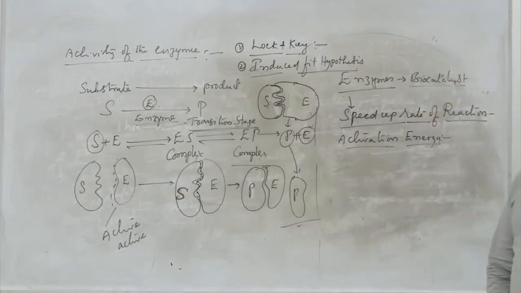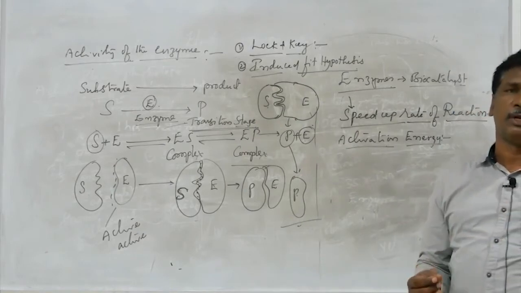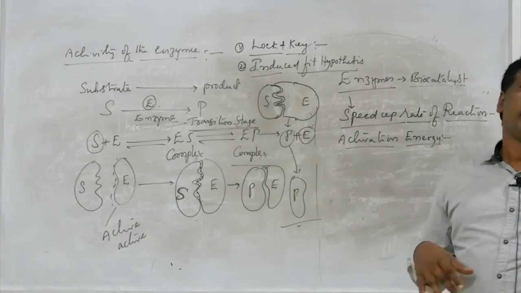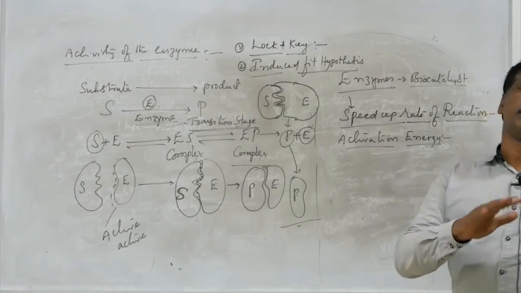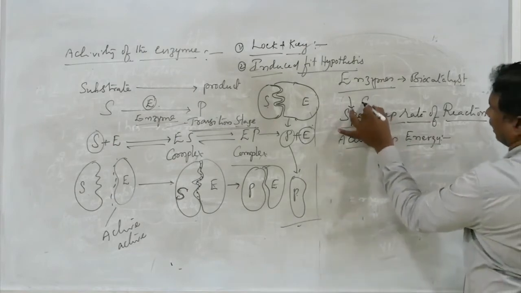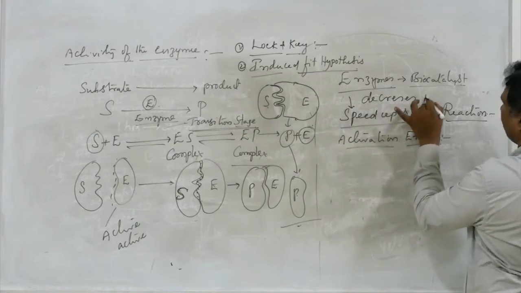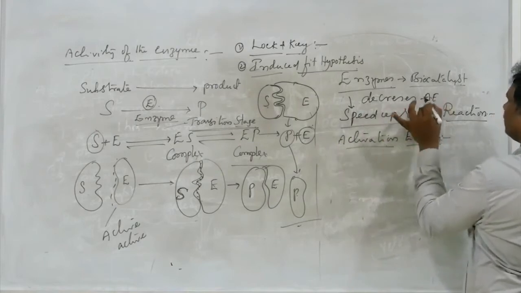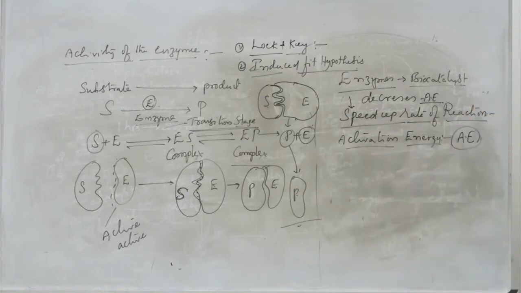The amount of free energy required for conversion of the substrate into product is called activation energy, or the minimum amount of energy required for the substrate to enter into the transition state is also activation energy. Now what is the benefit of enzyme? Enzymes can decrease the required activation energy, and speed up the rate of reaction.